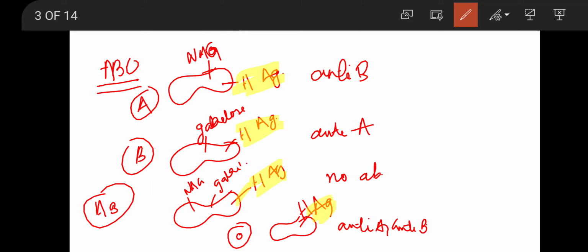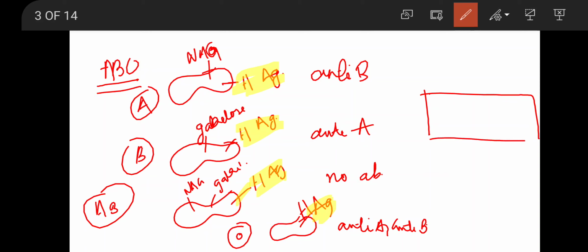Theory of major cross matching and minor cross matching. Major says if you have an antigen, the corresponding antibody will be absent. For example, if you have A antigen, anti-A will be absent. Minor theory says that if you have a particular antibody, the corresponding antigen will be absent. For example, you have anti-B antibody, so B antigen is absent.